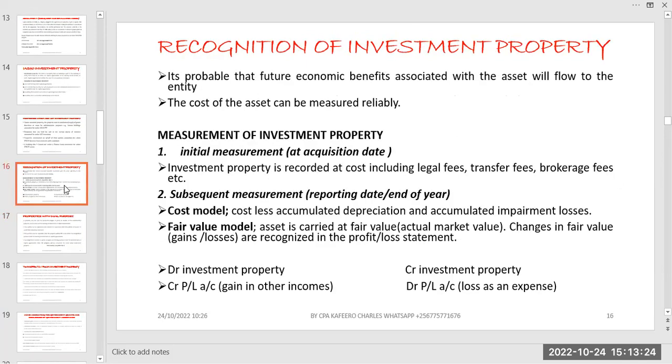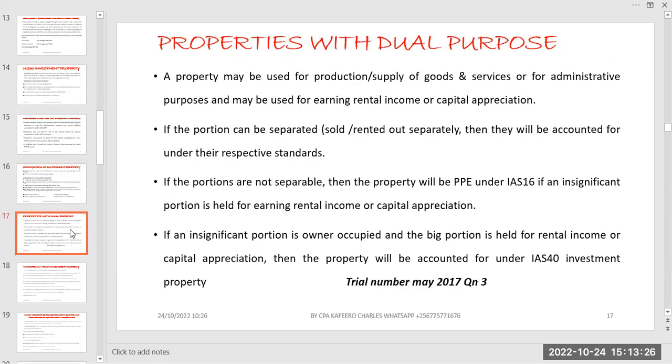Then let's look at some items. Having seen the recognition, then we want to look at properties with the dual purpose. Properties with the dual purpose. Dual means two, meaning that item is serving two purposes.